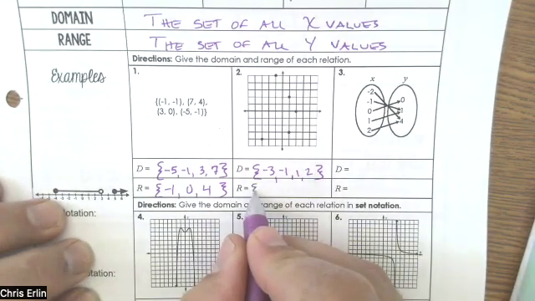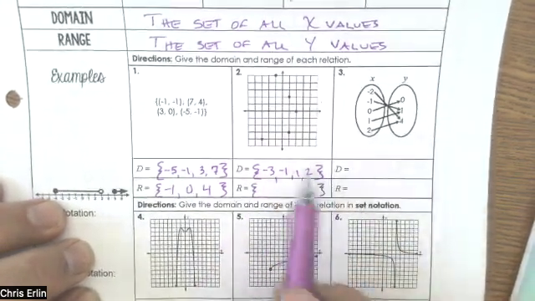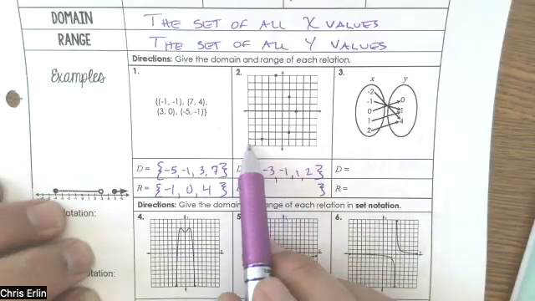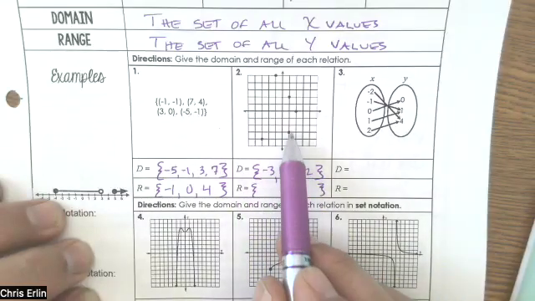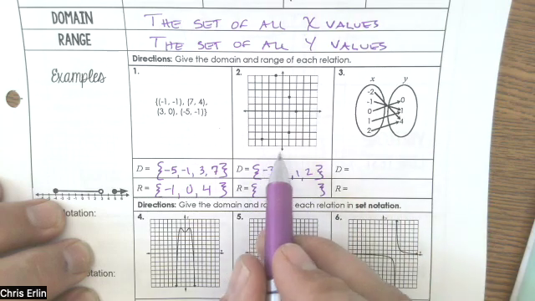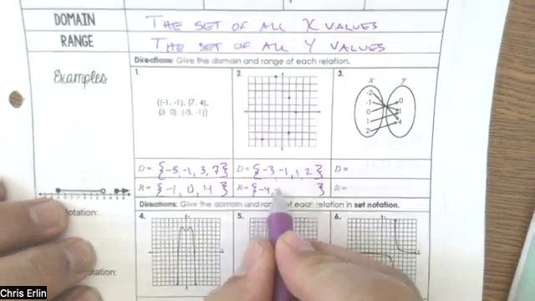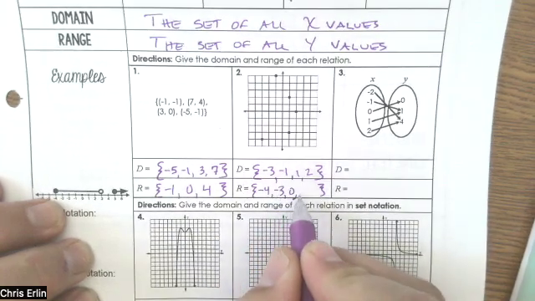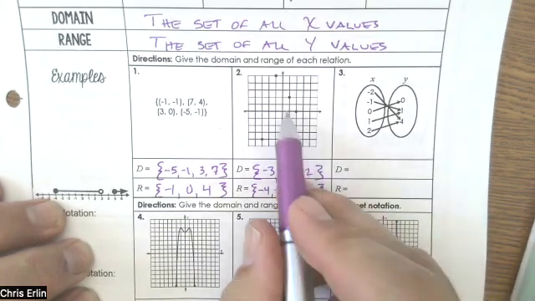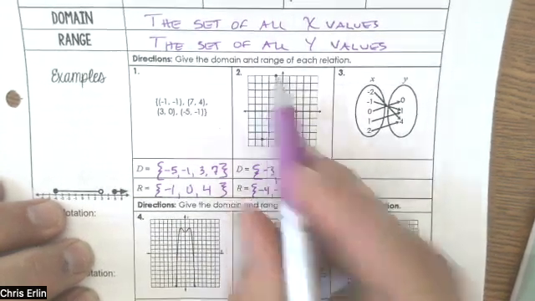Now I'm going to look at my ranges. I don't really correspond them to make ordered pairs. I'm just looking at my smallest y value and then working my way more positive. What's my smallest y value? -4, -3, 0, 2, 3, 4, 5.